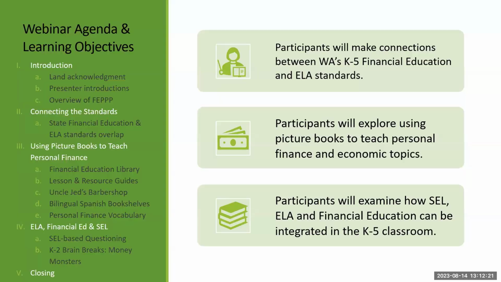All right, so looking at what we're going to talk about today during the next about hour and 20 minutes, we're going to talk about standards briefly. We're going to introduce to you the financial education state standards, but again, not as something else we're adding on to your list of things to do, but to show the overlap between the ELA standards that are already your requirement through K through 5 and how we can find the Venn diagram in the middle there.